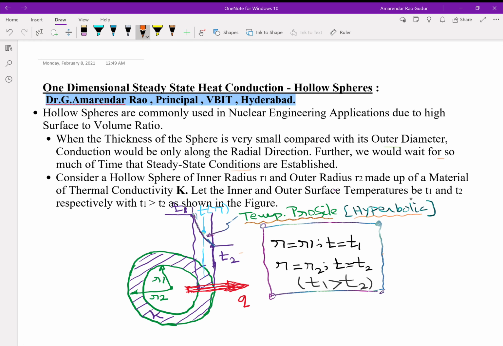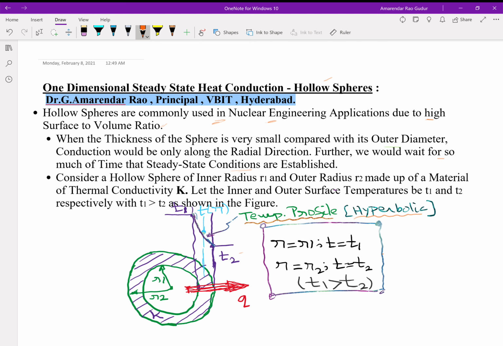In today's session, we'll discuss one-dimensional steady-state heat conduction in hollow spheres. Hollow spheres are commonly used in nuclear engineering applications due to high surface to volume ratio, which implies that in a given space we can accommodate more surface area, therefore more heat transfer rate.